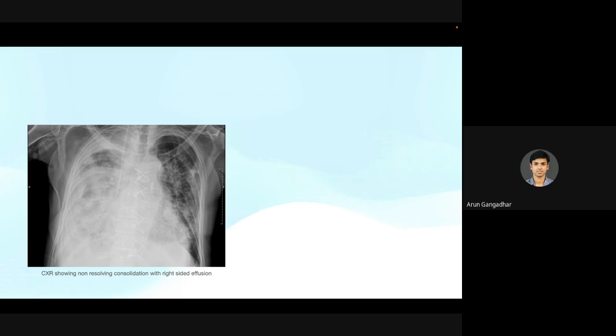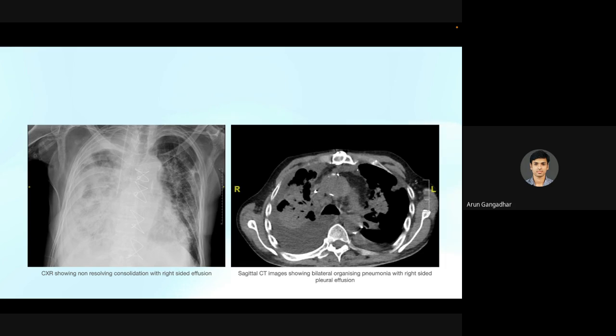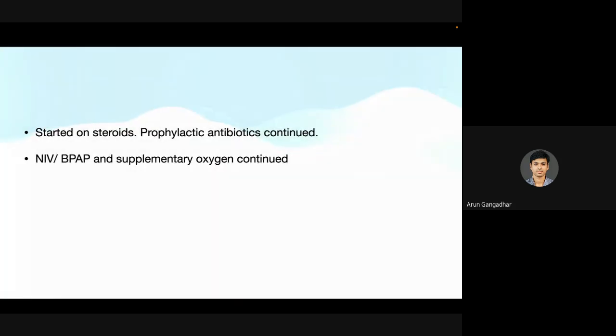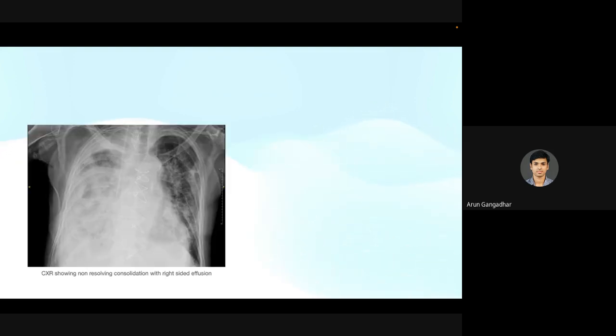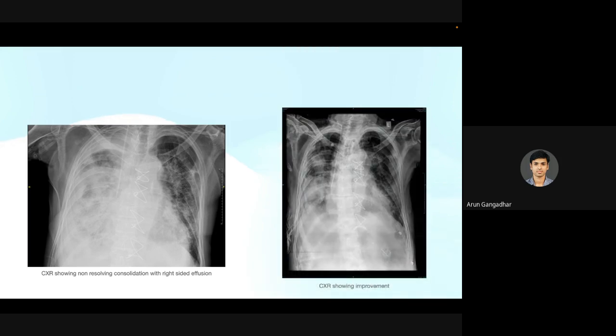This is how the X-ray looked, and then we got a CT scan done for the patient. It shows a bilateral consolidation pattern with a bit of pleural effusion, more so on the right side. This is what we call an organizing pneumonia. The patient was put on IV steroids, and the prophylactic antibiotics were continued. BiPAP and supplementary oxygen were continued, then tapered and stopped after a couple of days, and the patient improved. This is how the improvement looked over the next 3-4 days.